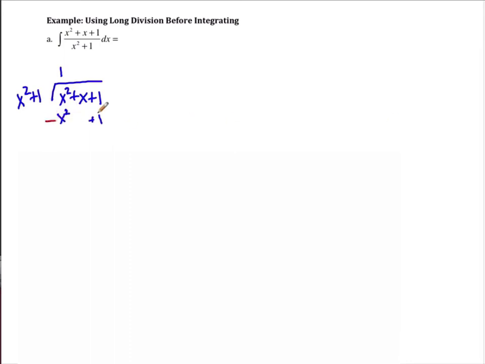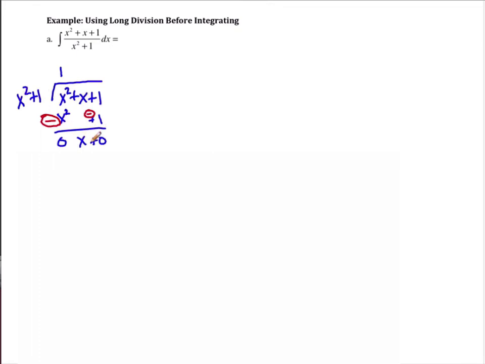And so I want to change all of the signs. And when I change signs, I circle it so that I know that I actually changed the sign. And let's subtract here. So x squared minus x squared, you get 0. X, you have nothing to do there, so you just bring down your x. And then 1 minus 1 is also 0. So all you're left with now is x.